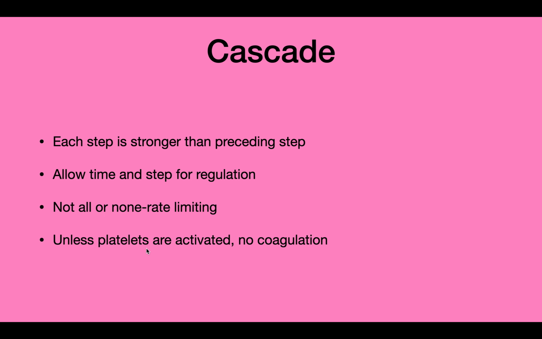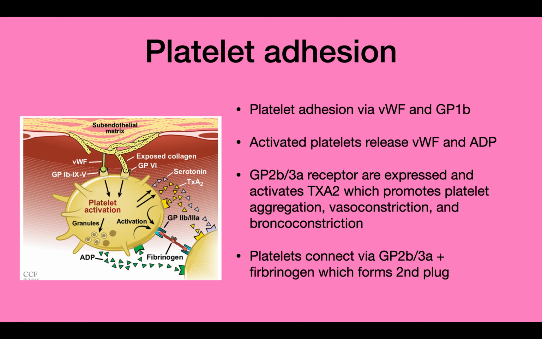So unless the platelets are activated, this is the requirement. There's no coagulation. So platelets adhere thanks to von Willebrand factor and GP1B. Activated platelets will release von Willebrand factor and ADP, and those will attract more platelets. GP2B3A receptor is going to be expressed on the platelet, and it activates thromboxane A2, which promotes more platelets to come in, and that also promotes vasoconstriction and bronchoconstriction.